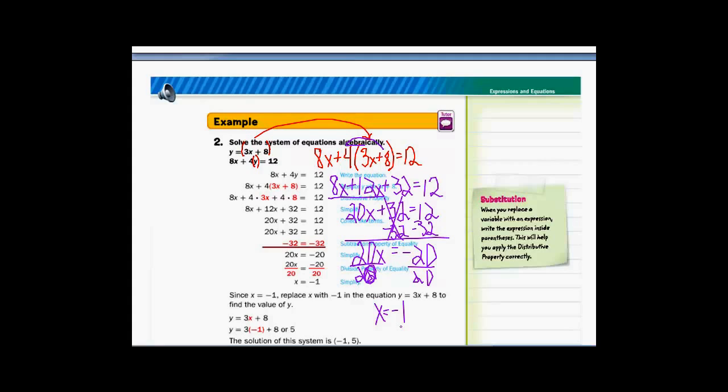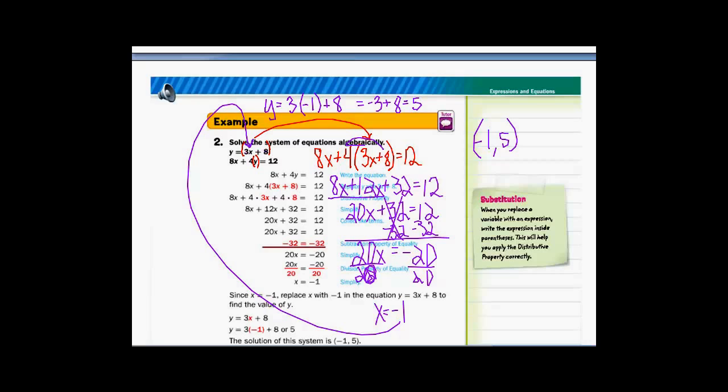Now, if I know that x is negative 1, I can come right up here and put it right there. So y equals 3 times x, which we just found to be negative 1, plus 8. So 3 times negative 1, that is negative 3 plus 8, which is 5. So that means y is 5. So what is my coordinates? What are my answers? X is negative 1. Y is 5.